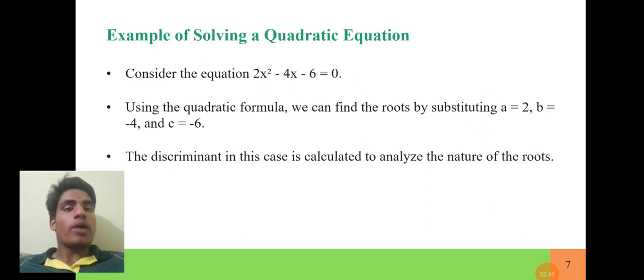Example of solving a quadratic equation. Consider the equation 2x square minus 4x minus 6 is equal to 0. Using the quadratic formula, we can find the roots by substituting a is equal to 2, b is equal to minus 4 and c is equal to minus 6. The discriminant in this case is calculated to analyze the nature of the roots.